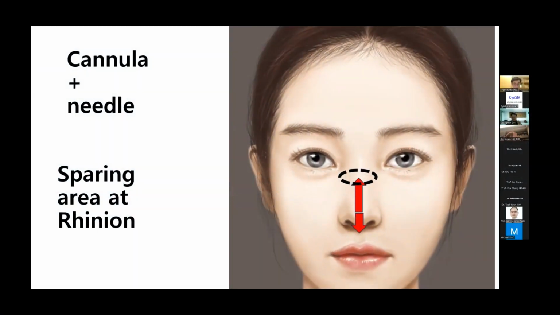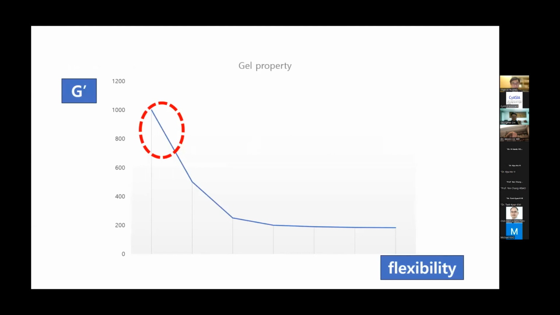I inject the columella area using the cannula at the same holes, and inject the lesion area with the needle. And the pillar selection: everyone knows that the G prime and the flexibility is a very famous concept. I don't like to inject the thread in the nose.